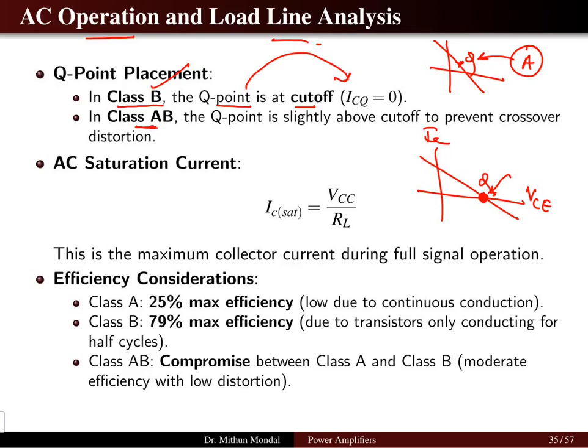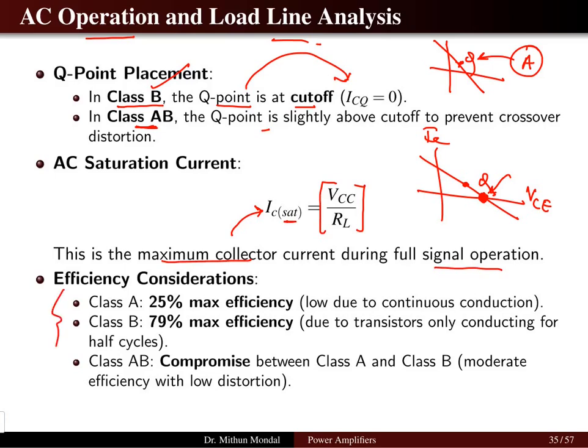Whereas in a class AB amplifier, the Q point is slightly above this point to prevent the crossover distortion. And the collector current at saturation is obtained as the collector voltage divided by the load resistor. This is the maximum collector current during full signal operation. So this is the saturation level of the collector current, that is maximum.